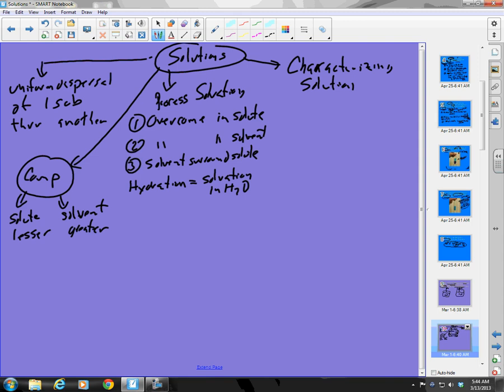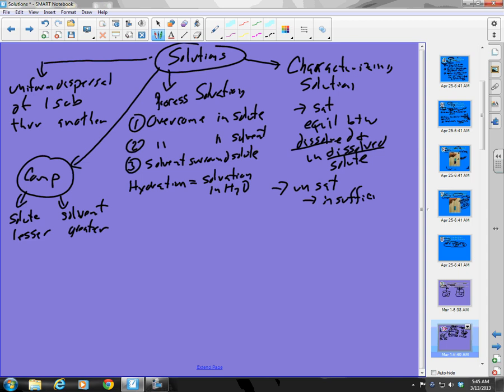And then we talked last time about characterizing solutions, right? And we said, hey, we can have a saturated solution. In a saturated solution, there is an equilibrium between my dissolved and undissolved solute. So I have both dissolved and undissolved solute present. And when I look at that, I can actually see precipitate, right? And then I could have an unsaturated solution, and in an unsaturated solution, there is insufficient solute to create a saturated solution. And then I have a supersaturated solution, and that's where I have more dissolved solute than in a saturated solution.